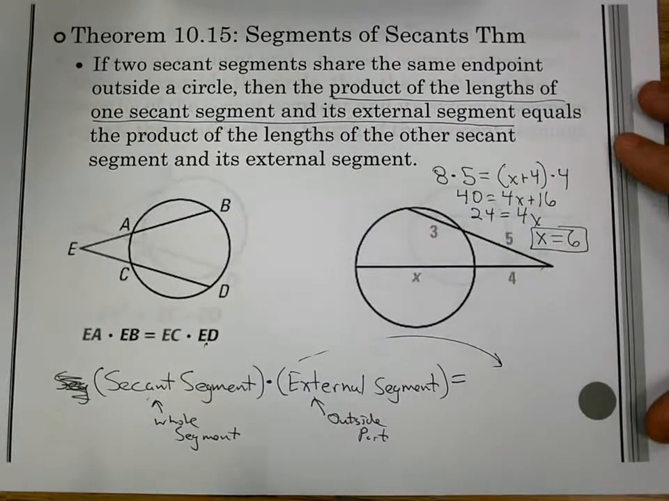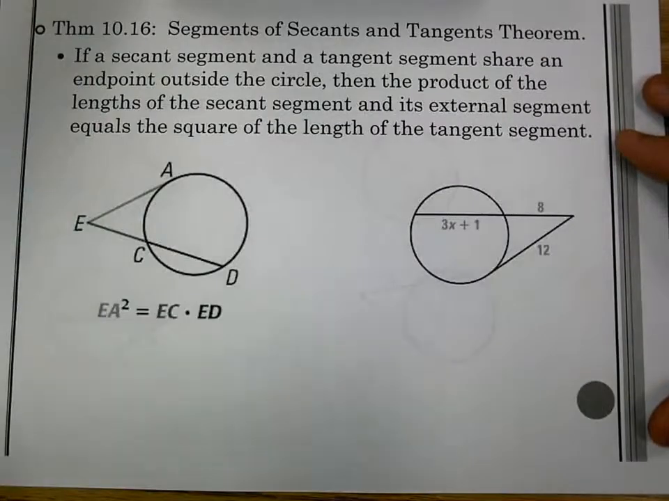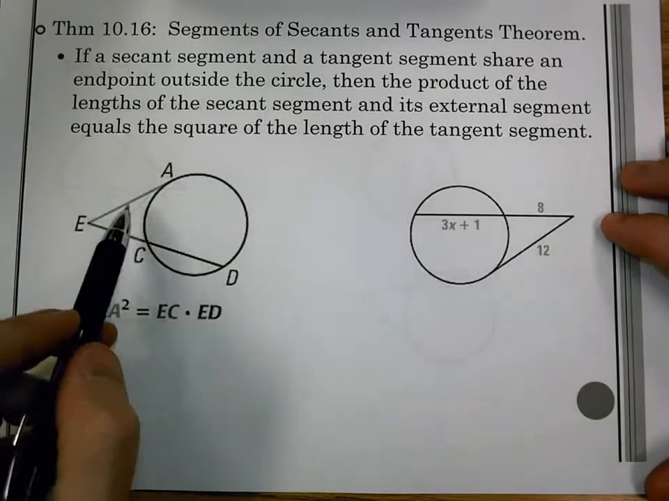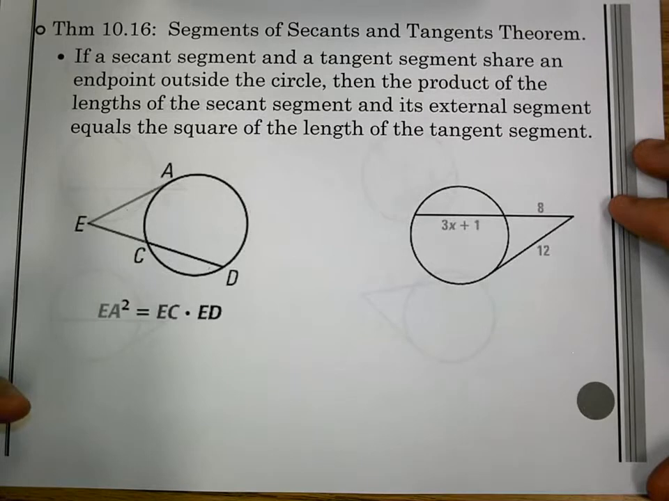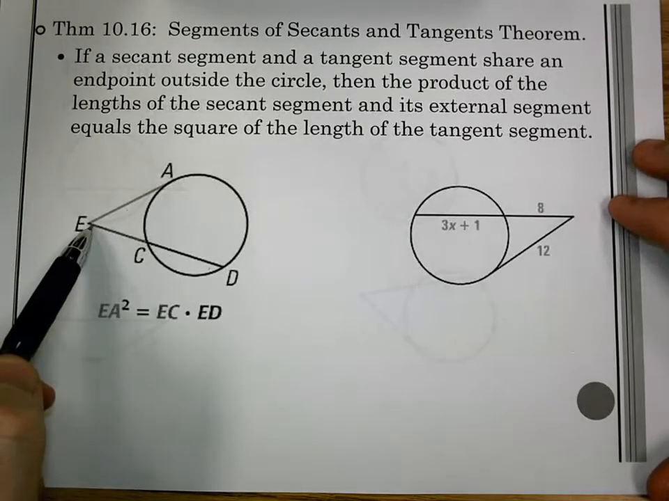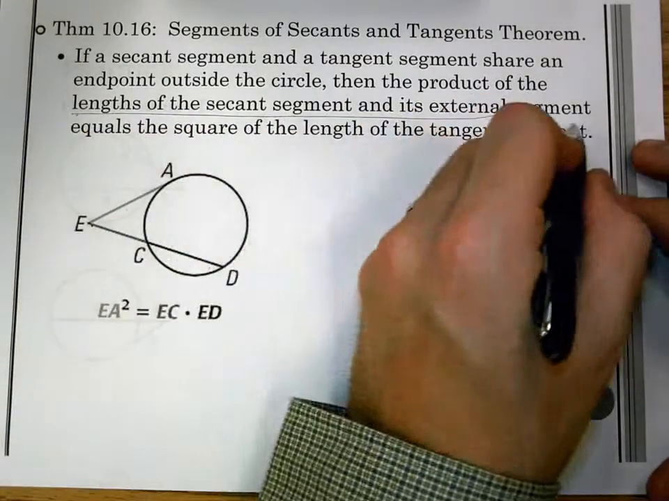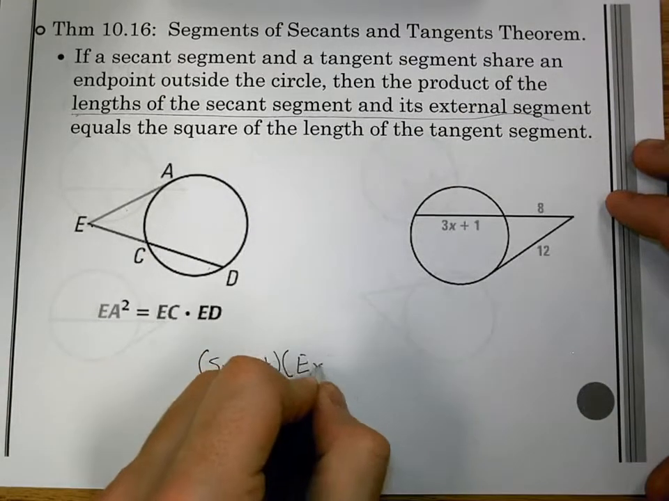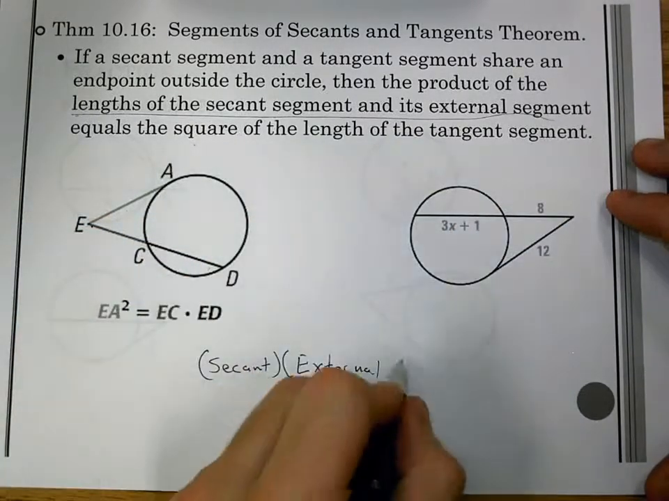Okay, that's going to be the process as we go through for our secant segments. So I guess we're going to go to segments, secants, and tangents first, then we'll put some examples all together. Now, this is where I still have a secant, but I also throw in a tangent as well. So, if a secant segment and a tangent segment share an endpoint outside the circle, then the product of the lengths of the secant segment and its external segment, so that stayed the same, so secant times external equals the square of the length of the tangent.